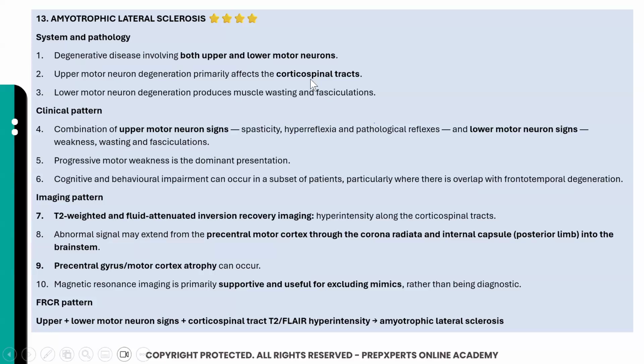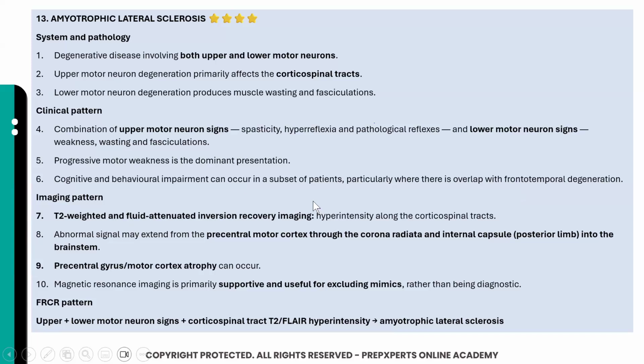Actually, corticospinal tracts are involved, and lower motor neuron degeneration produces muscle wasting and fasciculations. We know that. So, upper motor signs are spasticity, hyperreflexia, and hyperactive reflexes. And lower motor signs are weakness, wasting, and fasciculation. Progressive motor weakness is the dominant presentation. Cognitive and behavioral impairment can occur in a subset of patients, particularly when there is overlap with frontotemporal degeneration.